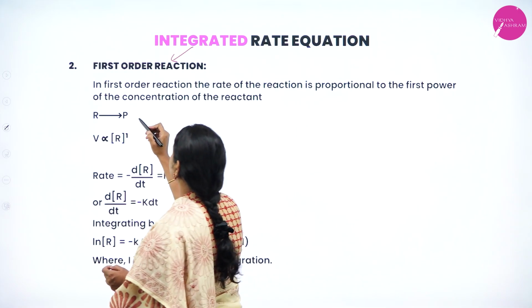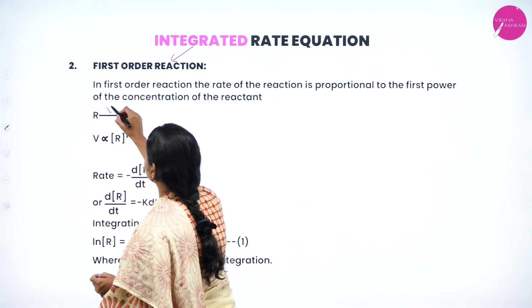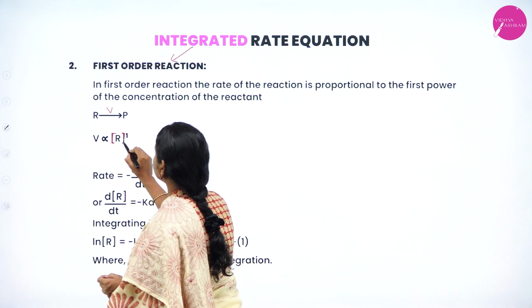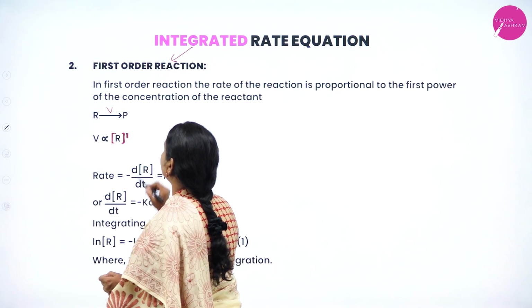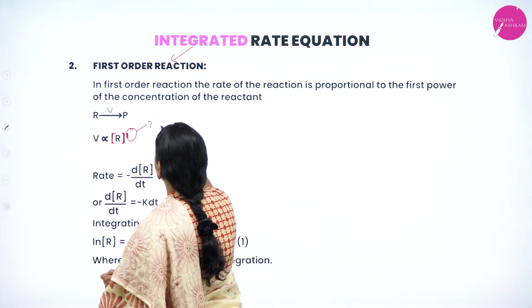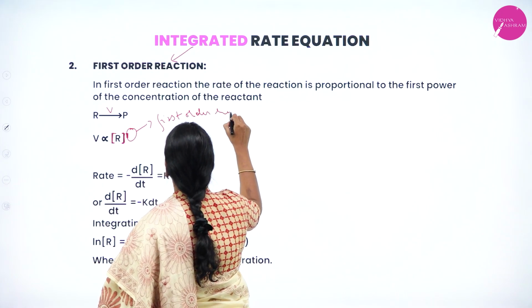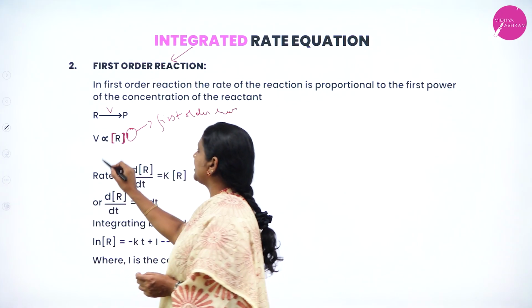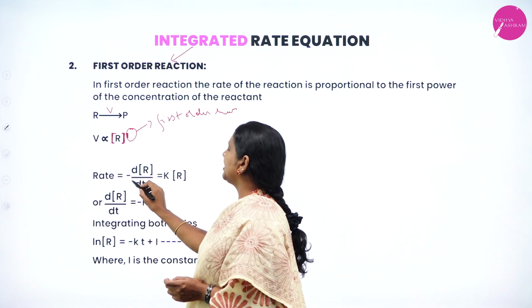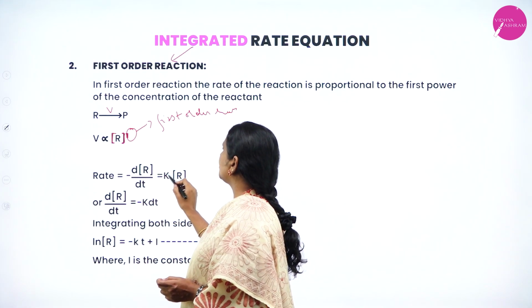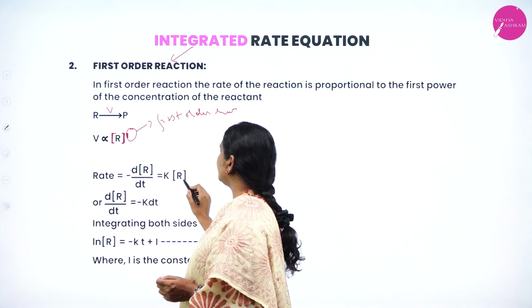Let us consider a first order reaction of the type R gives P with velocity V. V is directly proportional to the molar concentration of R to the power of 1. Why am I going to put 1 here? Because it is a first order reaction. Rate, in place of V, rate is equal to minus d of molar concentration of R divided by dt is equal to k into molar concentration of R.